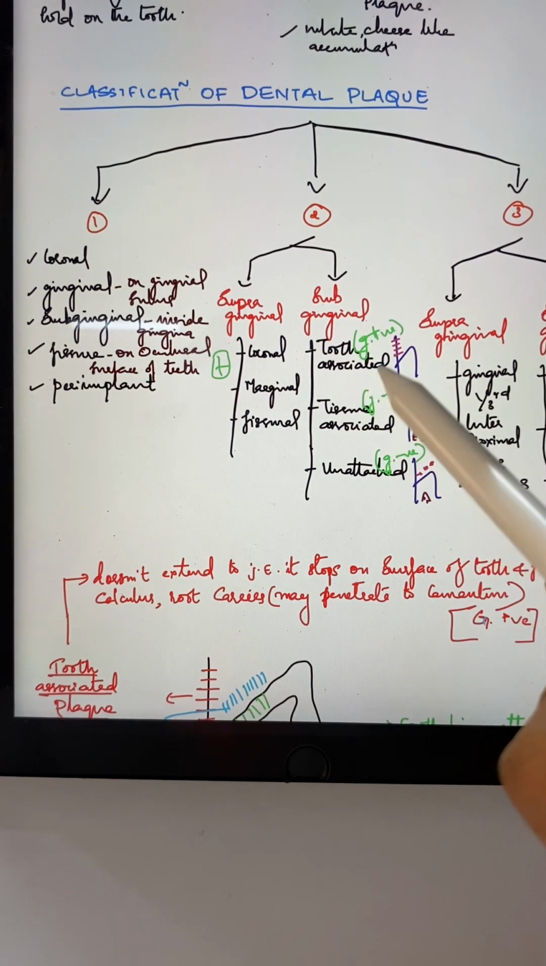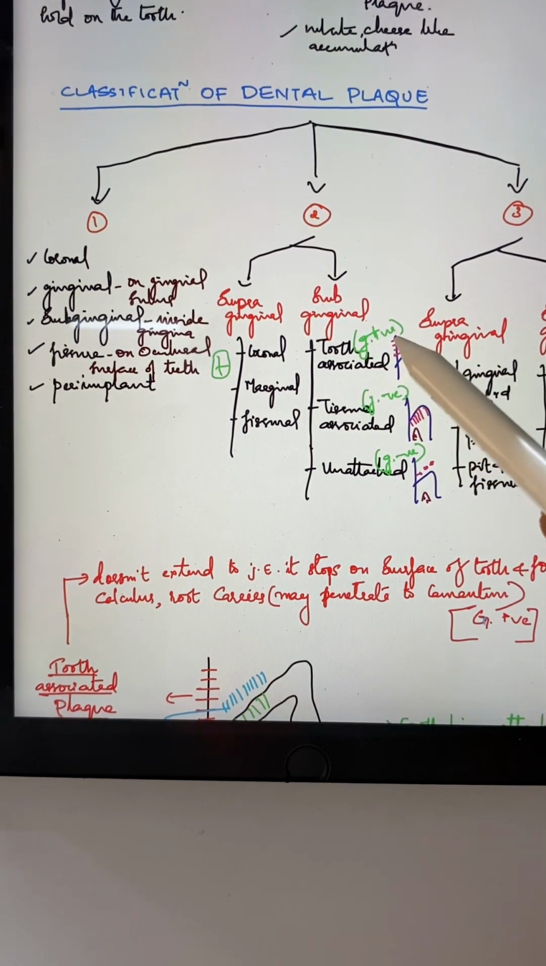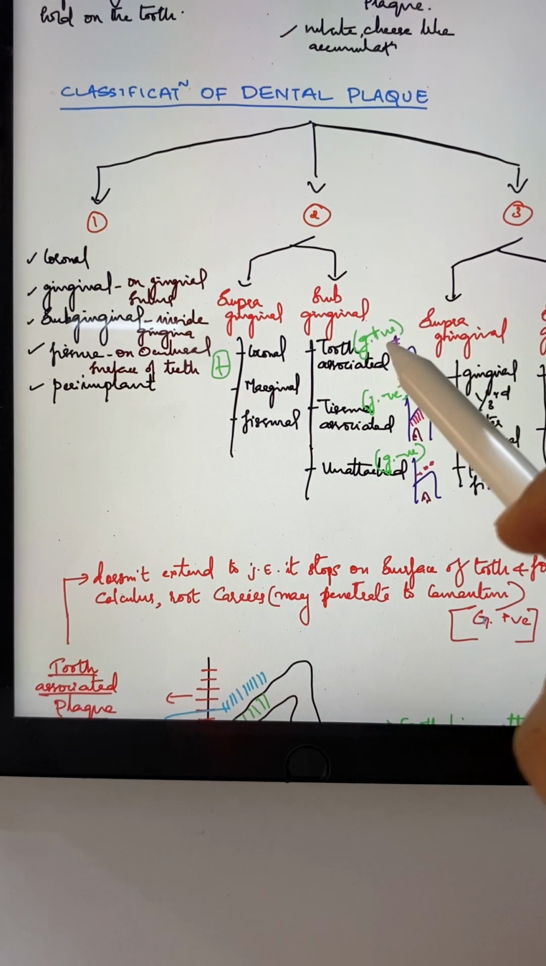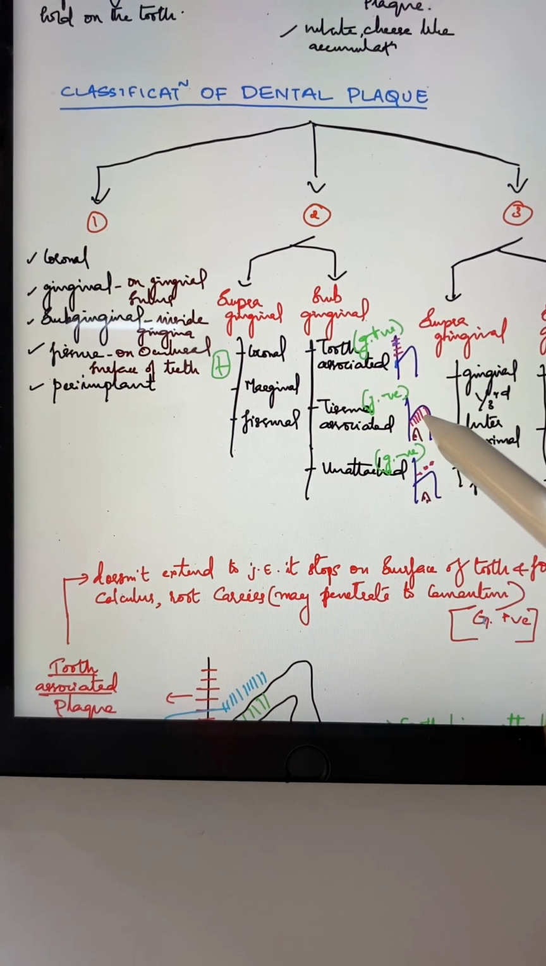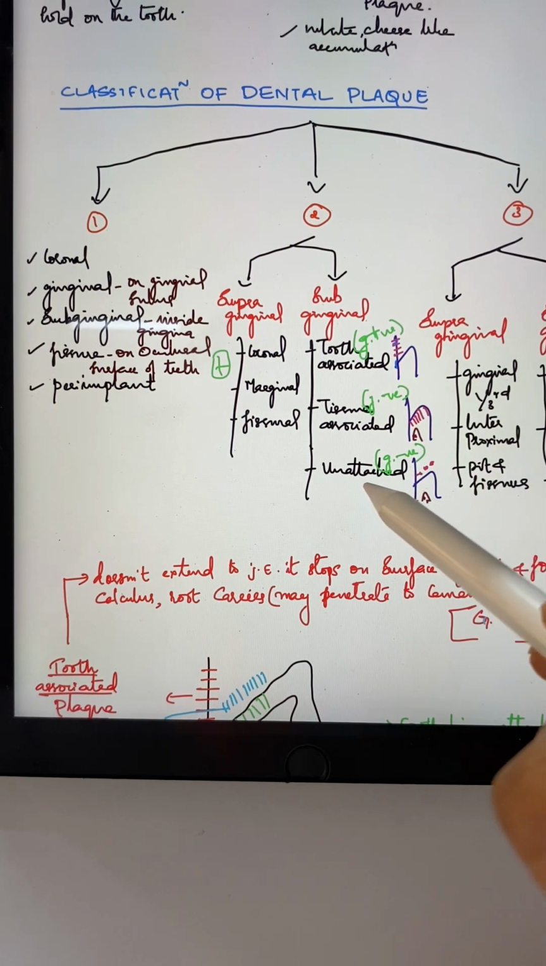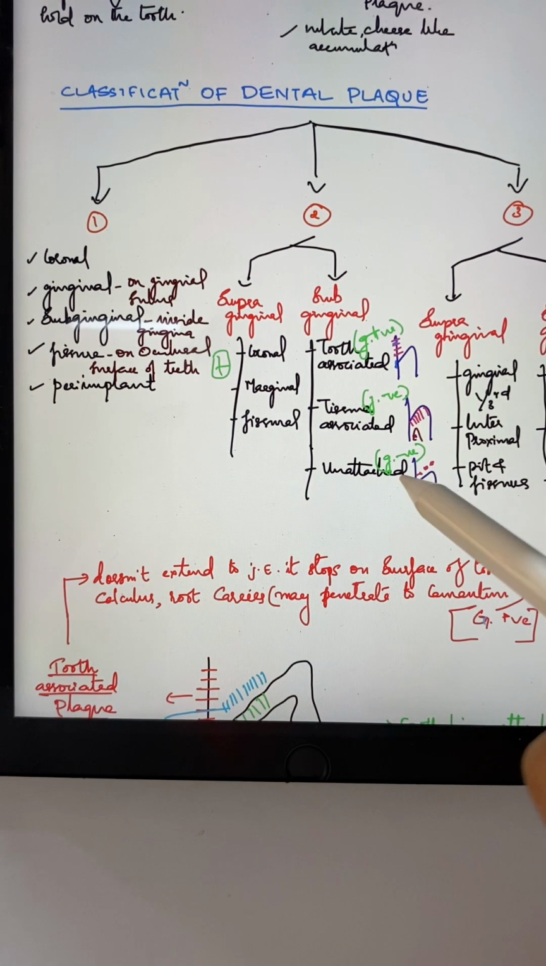Tooth associated means, see, if this is the tooth and this is the gingiva, this area above the tooth is where the tooth associated plaque occurs. Usually in tooth associated plaque, the bacteria are gram positive. Tissue associated means the plaque is inside the gingiva, so the bacteria usually present are gram negative. And unattached can be seen here. Here also the bacteria would be gram negative.